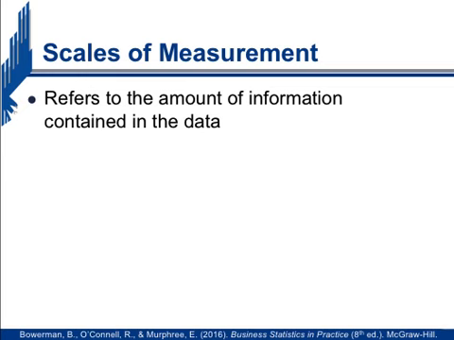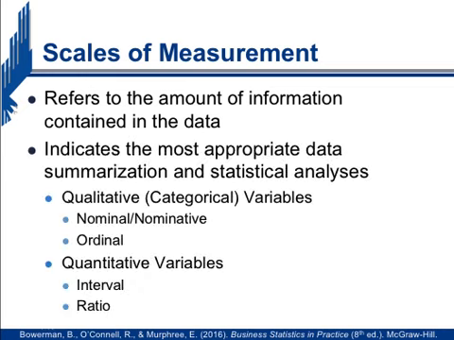So it refers to the amount of information contained in the data, and if you know the scale of measurement of a particular variable, it normally allows us to identify the most appropriate way to summarize and to analyze that variable. Now, there are two main categories for the scales of measurement. We have qualitative or categorical scales of measurement and quantitative scales of measurement. For qualitative, we have two. We have the nominal or nominative scale and the ordinal scale. And for quantitative, we have interval scale and the ratio scale.